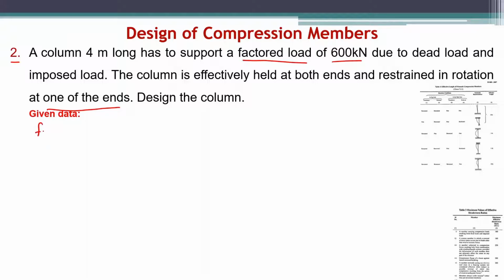So the applied factor load is 600 kilonewton. This load is due to dead load and live load. And the length of the column is given as 4 meter. That is the total length. And also the end condition of the column is given.